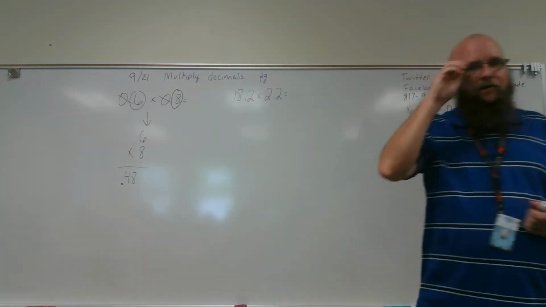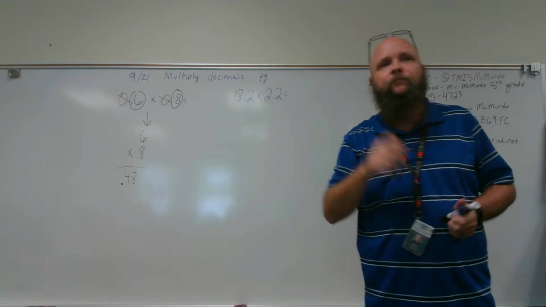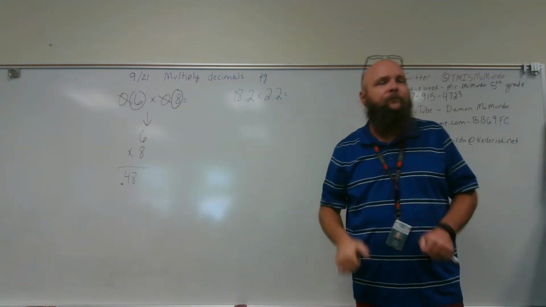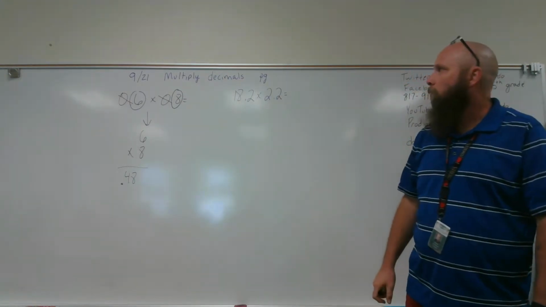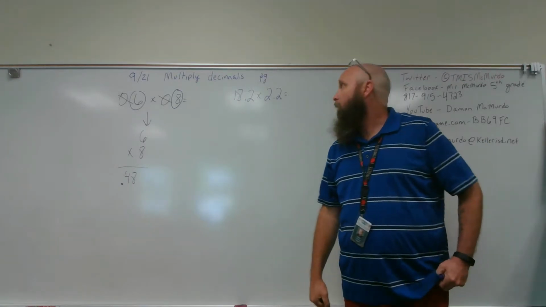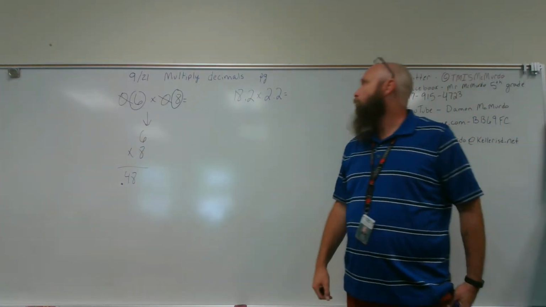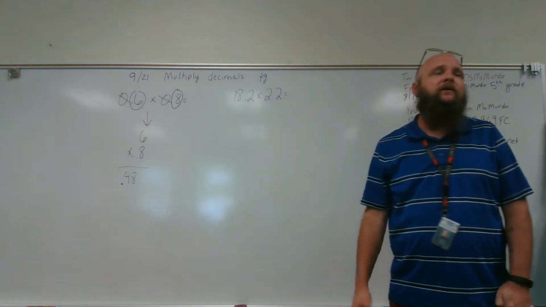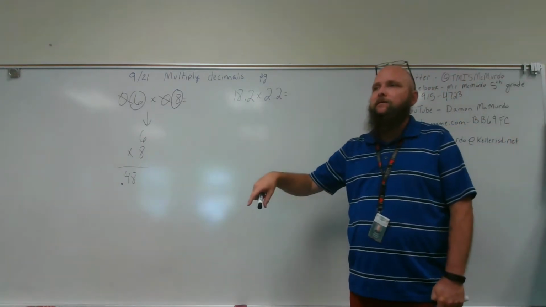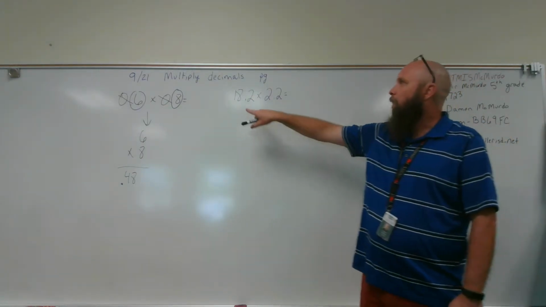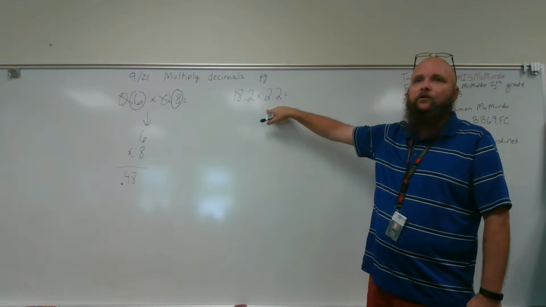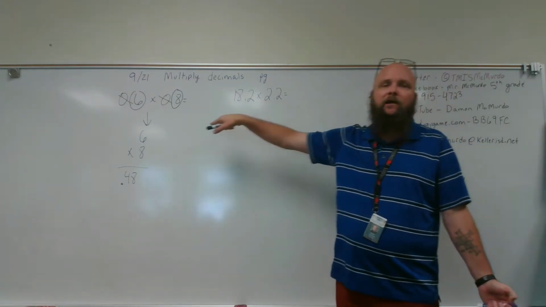All right, our factors in this problem: we have 18 2/10 multiplied by 2 2/10. Let's do a quick estimate. If I do 18 times 2, that's pretty easy to do in my head.